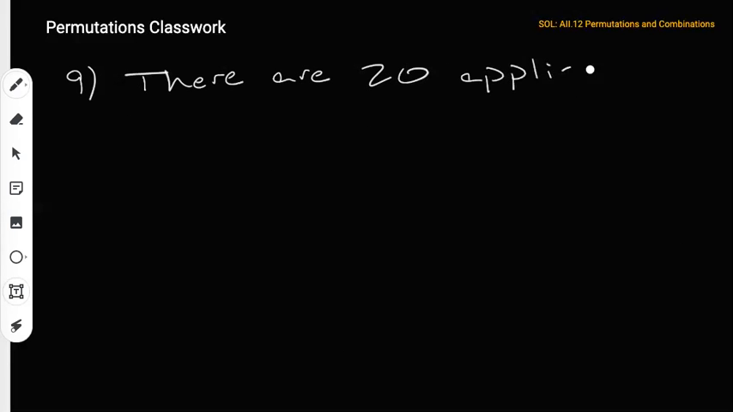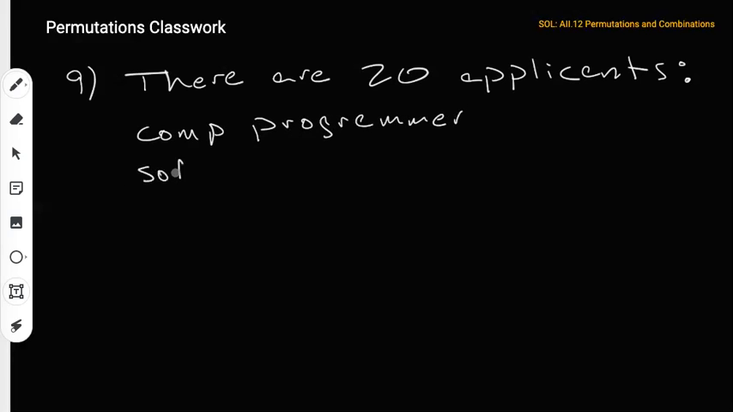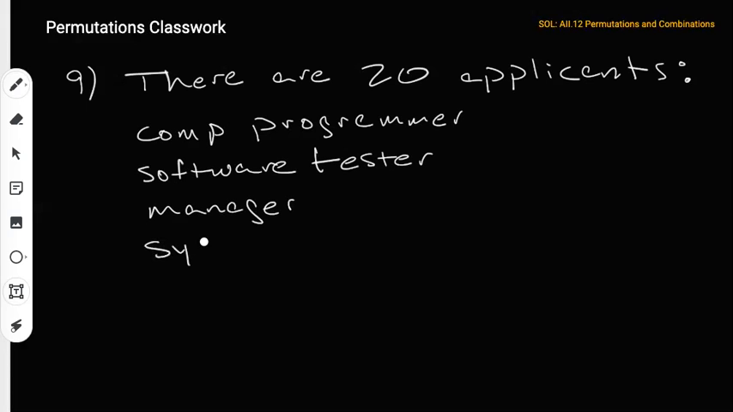Okay, let's look at number 9. This one says there are 20 job applicants for 4 jobs. They are the computer programmer, the software tester, the manager, and systems engineer.